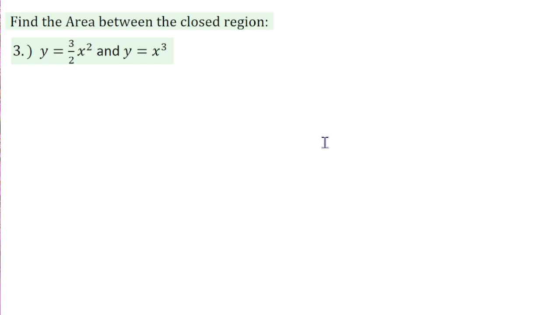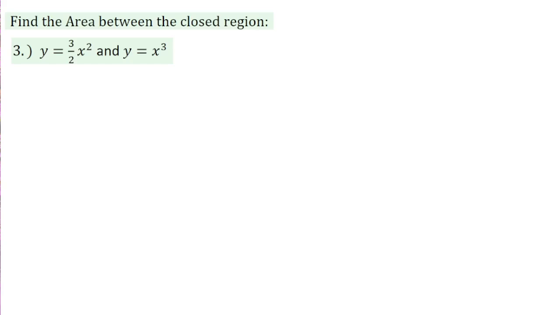Okay, and the last question here, we have something a little bit different. You can see the question is a little bit shorter, but that's not really the difference. We need to find the area between the closed region of the curves, right? So they give us these two curves. They don't give us any interval. That's what we have.